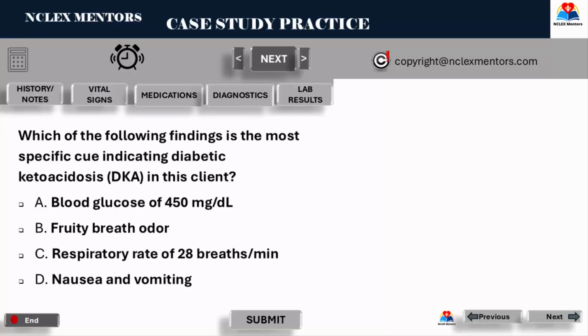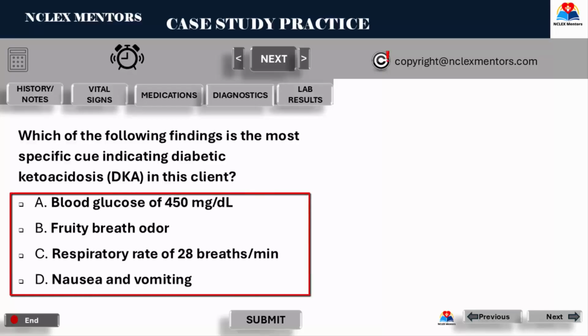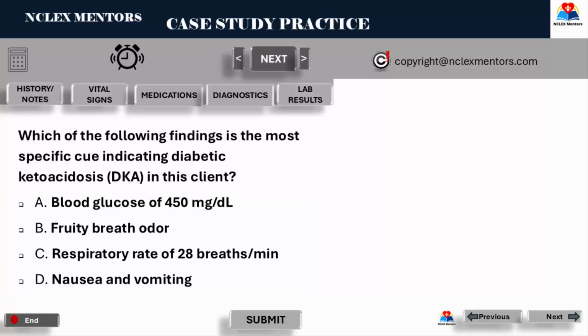Question 1. Recognize cues. Which of the following findings is the most specific cue indicating diabetic ketoacidosis, DKA, in this client? A. Blood glucose of 450 milligrams per deciliter. B. Fruity breath odor. C. Respiratory rate of 28 breaths per minute. D. Nausea and vomiting. Let's think about the options.